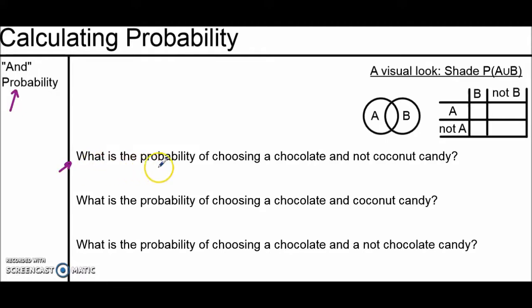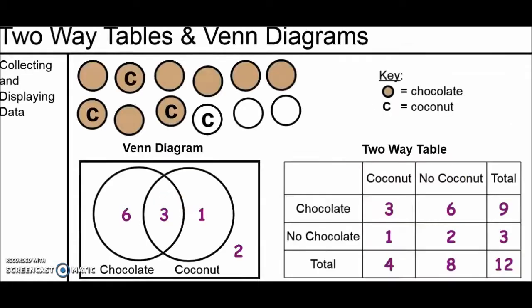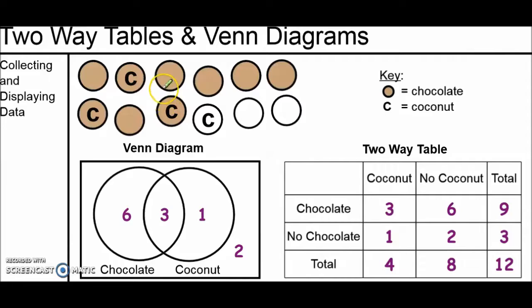First up, what is the probability of choosing a chocolate and not coconut candy? Chocolate and not coconut. We could do this visually by counting how many candies are both chocolate and not coconut. Well, that's this one, 2, 3, 4, 5, 6. Remember, we wouldn't count a candy that had coconut in it because we're looking for not coconut. And we wouldn't count one that was not coconut if it didn't have any chocolate. We want chocolate and not coconut together.